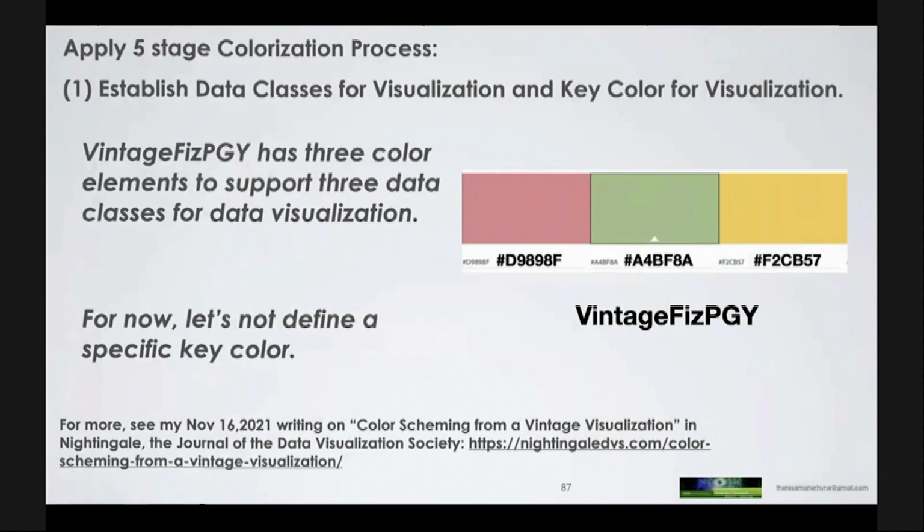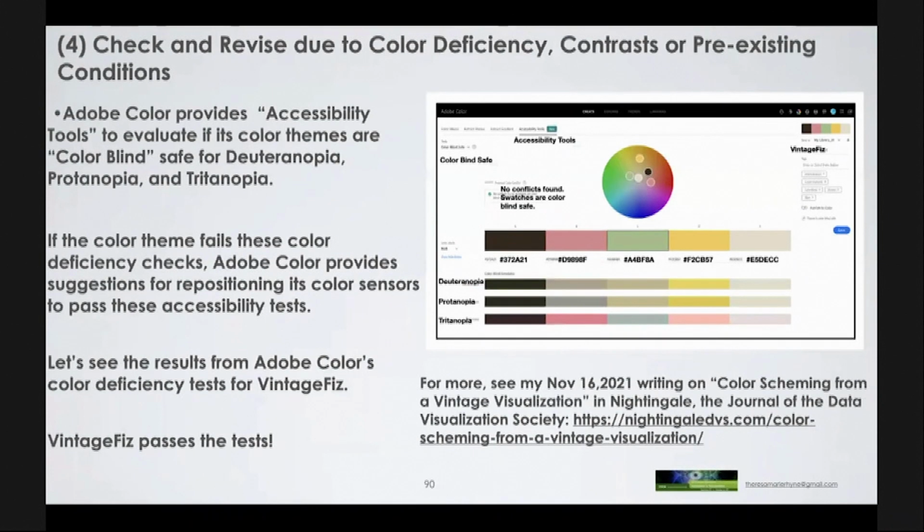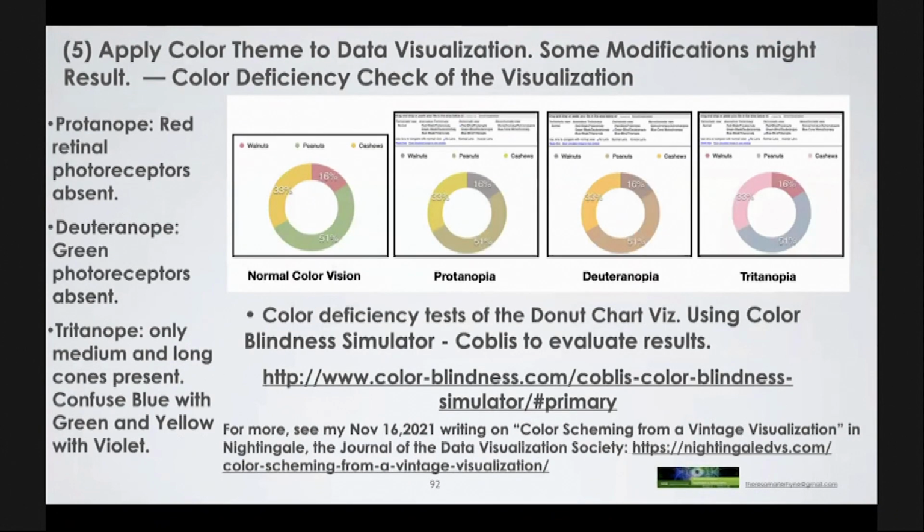And then what you can do is you've got your own, I call it Vintage Fizz PGY. I don't know what's a good name. And if I go into Color Brewer, sure enough, nobody's got that color combination. They've got something close, but I got a unique categorical or qualitative color. And here I show you how you can get it. I apply it to a little donut chart. I think it's really cool.